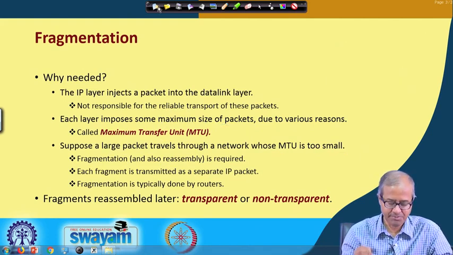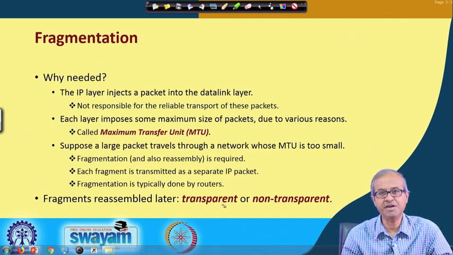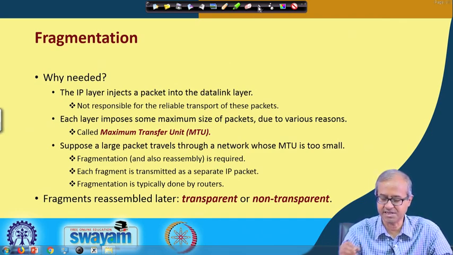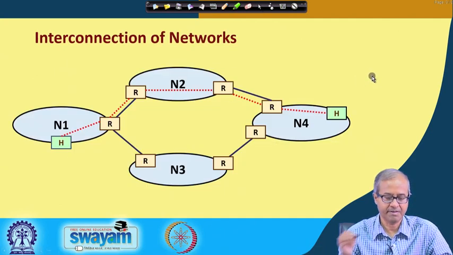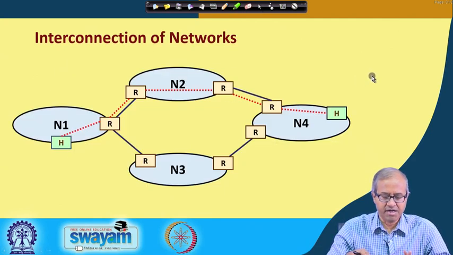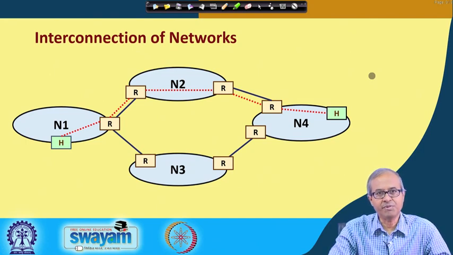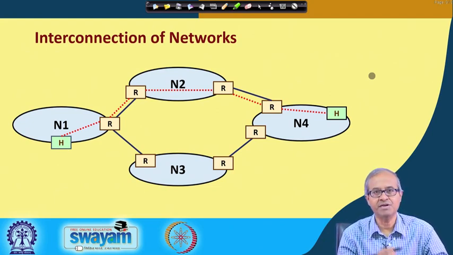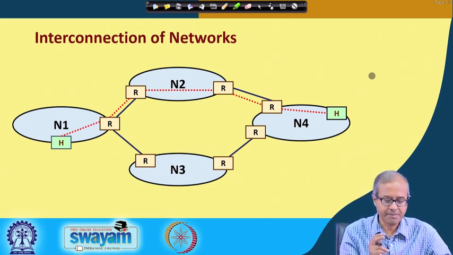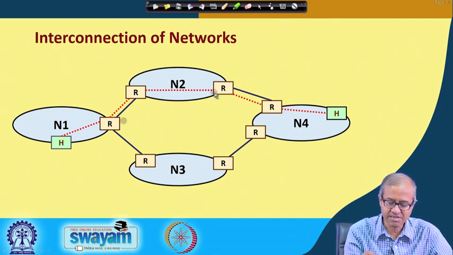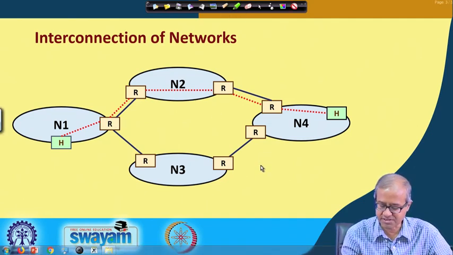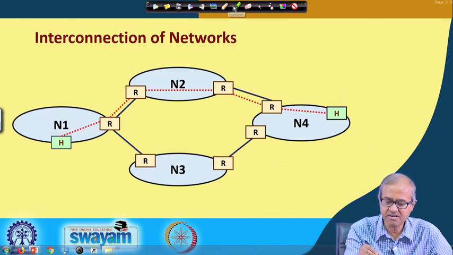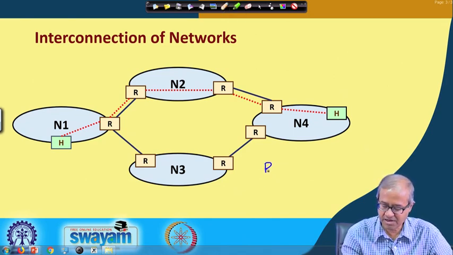When you are doing fragmentation and reassembly, the process can be transparent or non-transparent. This we shall be seeing in some detail. Now, this will be our network model. We will be assuming that we have a collection of networks, N1, N2, N3, N4, these are different networks. And you can see the small r's, these r's are nothing but routers.